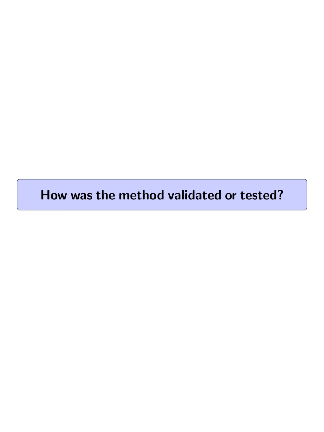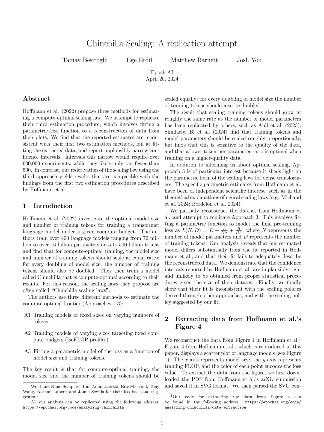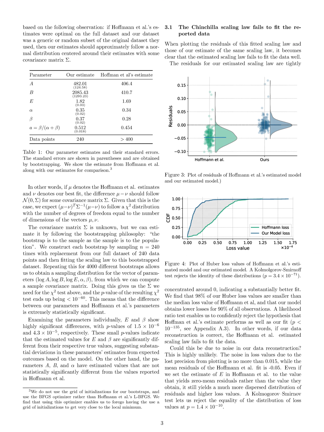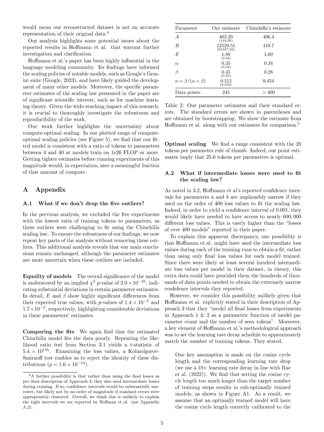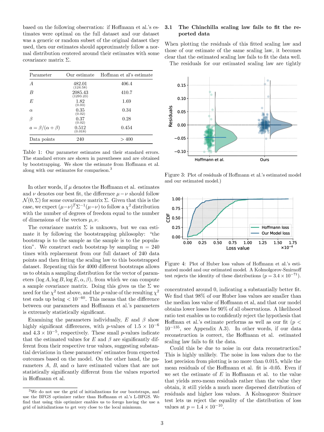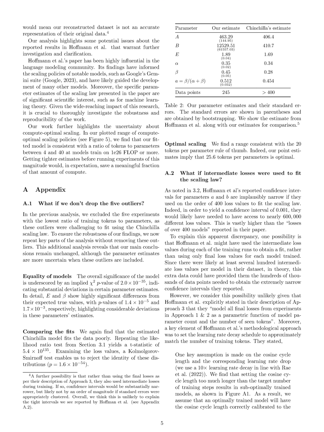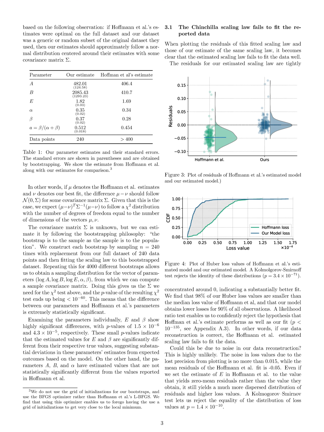How was the method validated or tested? The method was validated or tested by comparing the estimated model from the paper with the model obtained through their own analysis. They conducted a likelihood ratio test to determine if Hoffmann et al.'s estimated scaling law fit the data as well as their own fit. The test resulted in a rejection of the hypothesis that Hoffmann et al.'s estimate performed as well as their fit, with a p-value of less than 10^-135.